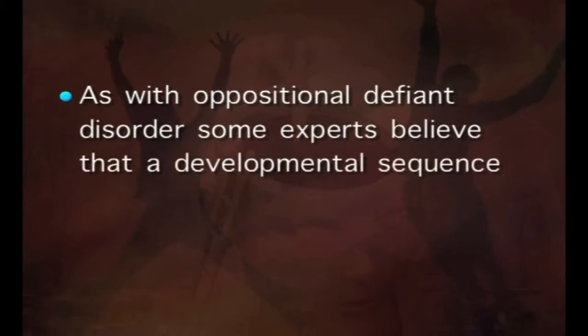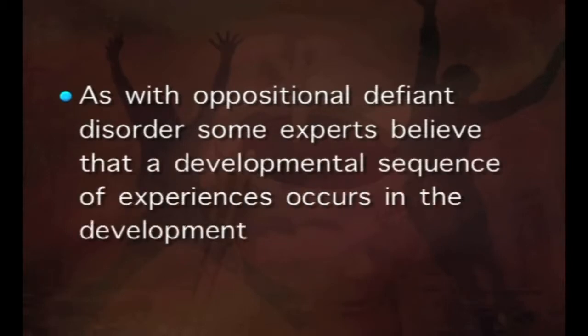Like for any other disorder, more than the treatment, we have to focus upon the prevention. In spite of the preventive measures, if the problem still occurs, then we have to focus upon the treatment. As with oppositional defiant disorder, some experts believe that a developmental sequence of experiences occurs in the development of conduct disorder. This sequence may start with ineffective parenting practices, followed by academic failure and poor peer interactions. These experiences then often lead to depressed mood and involvement in a deviant peer group.